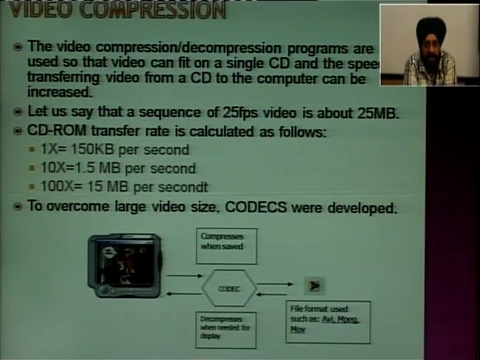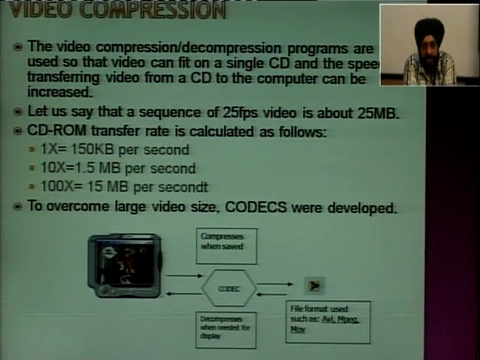A sequence of 25 frames per second video is about 25 megabytes, you can say, and CD transfer rate is calculated as follows: 1x is 150 KB per second, 10x is 1.5 MB per second, and 100x is 15 MB per second.